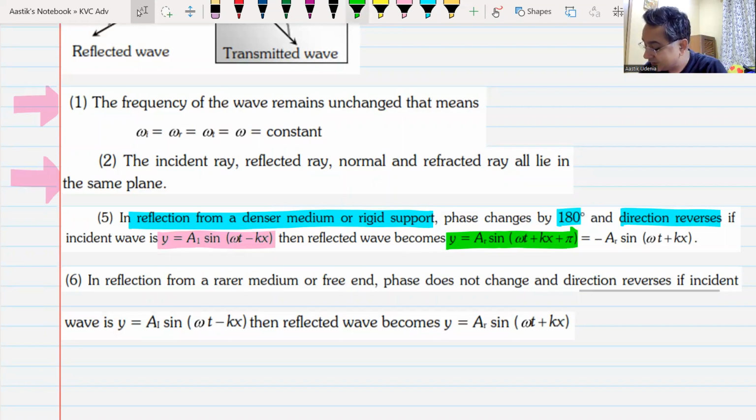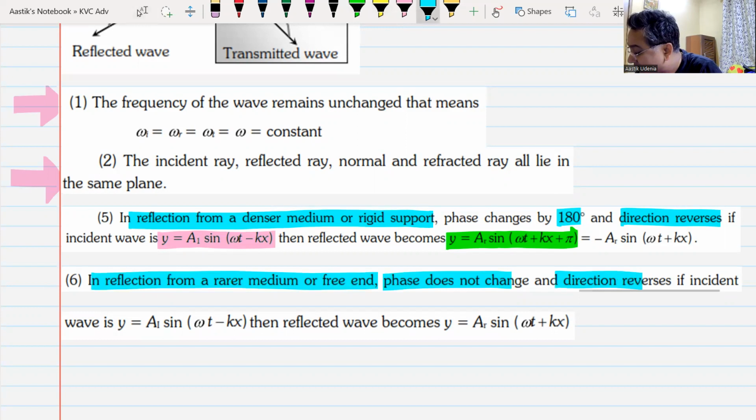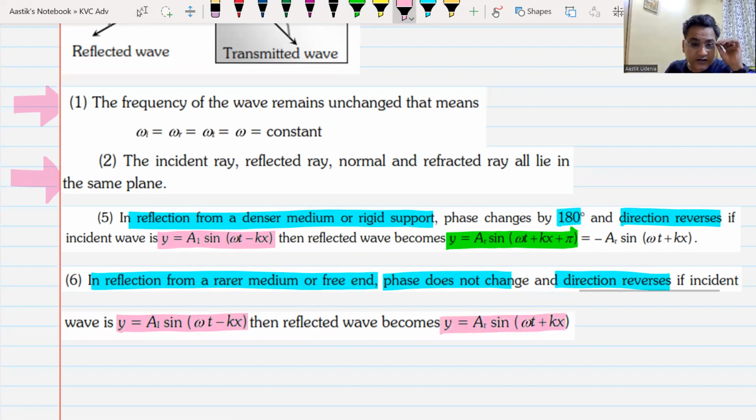Again, remember, if the wave is getting reflected from a rarer medium or a free end, phase does not change, but direction reverses. Yes, sir. The incident ray is given as A1, or AI, whatever you call it. But the reflected wave is given as AR because why? Because it is not getting completely reflected. Some part of it is going in the other medium. Do we understand this? Yes, sir. 2 minutes you have.